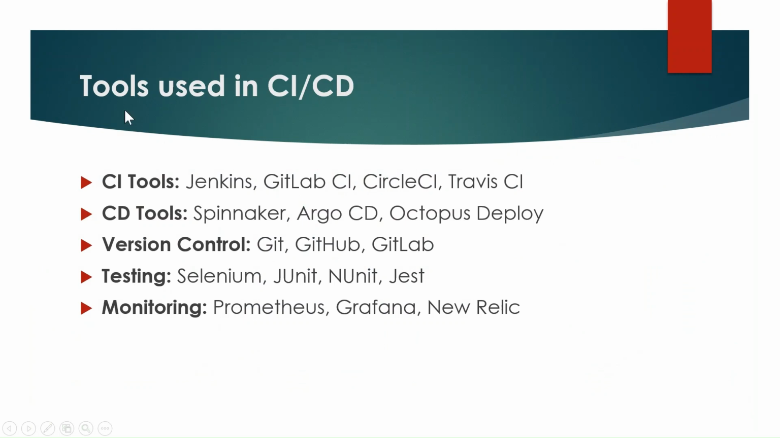Now let's see what tools are used in CI/CD. For continuous integration tools, we can use Jenkins, GitLab CI, CircleCI, and Travis CI. For continuous deployment and delivery tools, Spinnaker, Argo CD, Octopus Deploy. For version control, Git, GitHub, GitLab. For testing, Selenium, JUnit, NUnit, and Jest. And for monitoring, we can use Prometheus, Grafana, and New Relic.